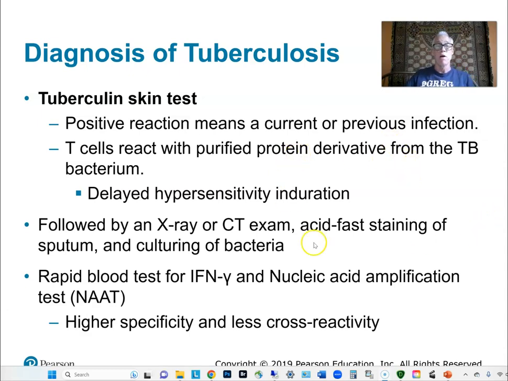If you're positive, you'll be followed by X-ray and CT scans to see if those tubercles are in there. And then also do an acid-fast stain of some sputum, a rapid blood test for interferon gamma, and nucleic acid amplification tests. In other words, looking for the genome of that bacteria in your body, in your sputum.